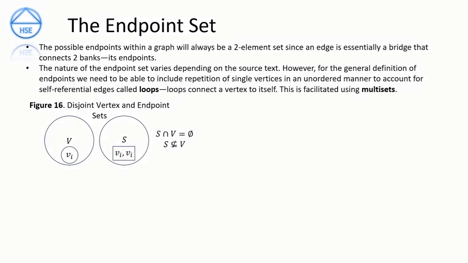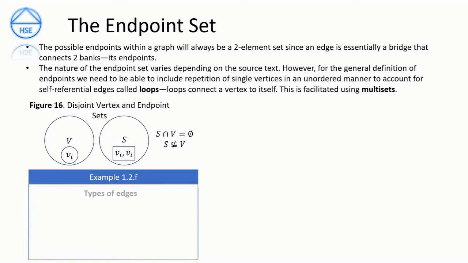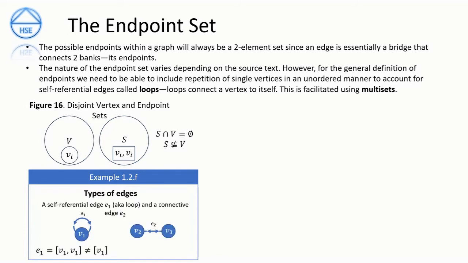Moving on, example 12F just reiterates the types of edges that we've introduced so far. I've used the bidirectional arrows to show undirected edges because an undirected edge is essentially a two-way road. You can move from one end to another, and it doesn't matter on which end you start because you can travel in both directions, and that's permitted. Example 12F also shows the important fact that the two-element multiset for the endpoints of edge E1 is not the same as a multiset with a single element. This is the key differentiator between sets and multisets.